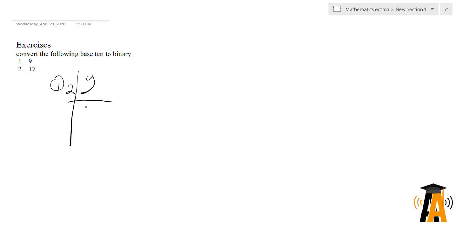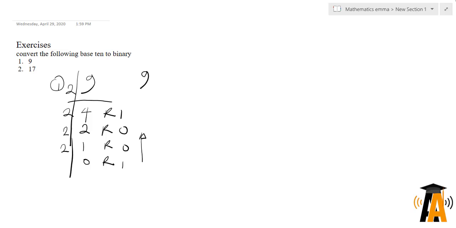Now 2 in 9 is 4, remainder 1. So we go again. 2 into 4 is 2, remainder 0. So go again. 2 into 2 is 1, remainder 0. We go again. 2 into 1 cannot go, so it's 0, and we bring down the 1. So our arrow goes up like this. So 9 in base 10 to binary gives us 1001. Of course, it's in base 2.